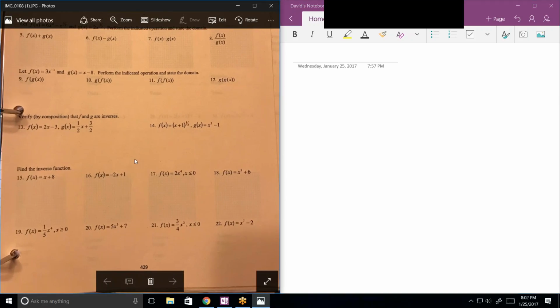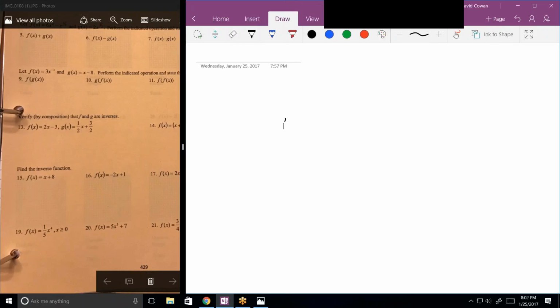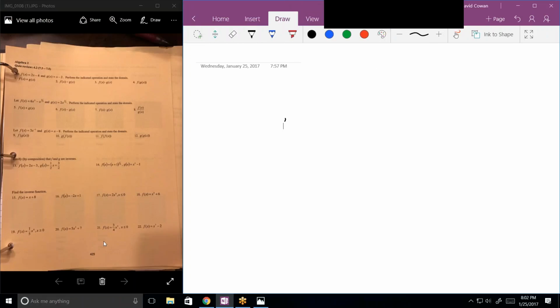All right. Now, how do you verify the two functions are inverses of one another? Okay, number 13. So we would do, y is, or x is, yeah, no, x.